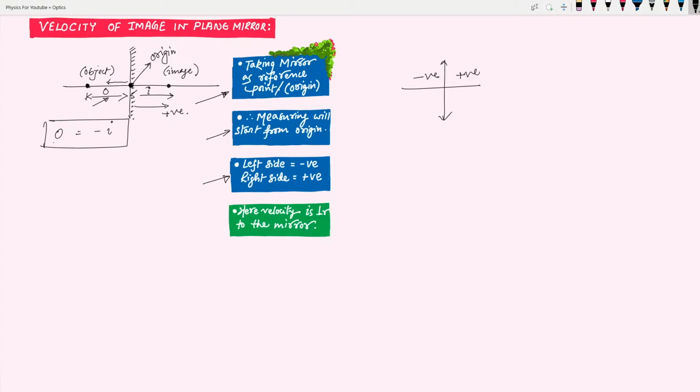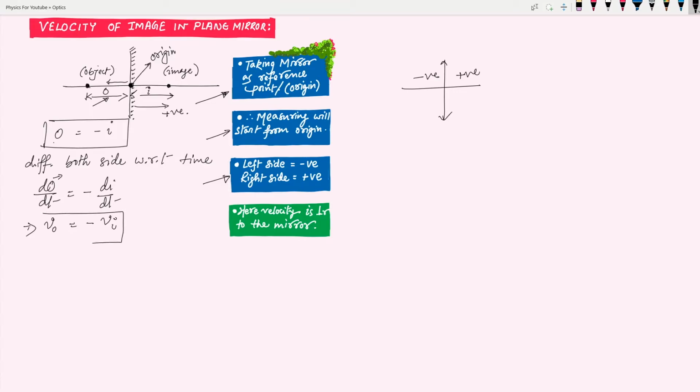Now we need to find out velocity. Now we know that in order to find velocity, we need to do the derivative of displacement, isn't it? Simple as that. So in order to find velocity, we will differentiate both sides with respect to time. So let's see what we will get. If we do this, dO by dt is equal to minus dI by dt. Now we know that O is the displacement. Displacement with respect to time gives us velocity. So this is the velocity of the object, and this is minus the velocity of the image.